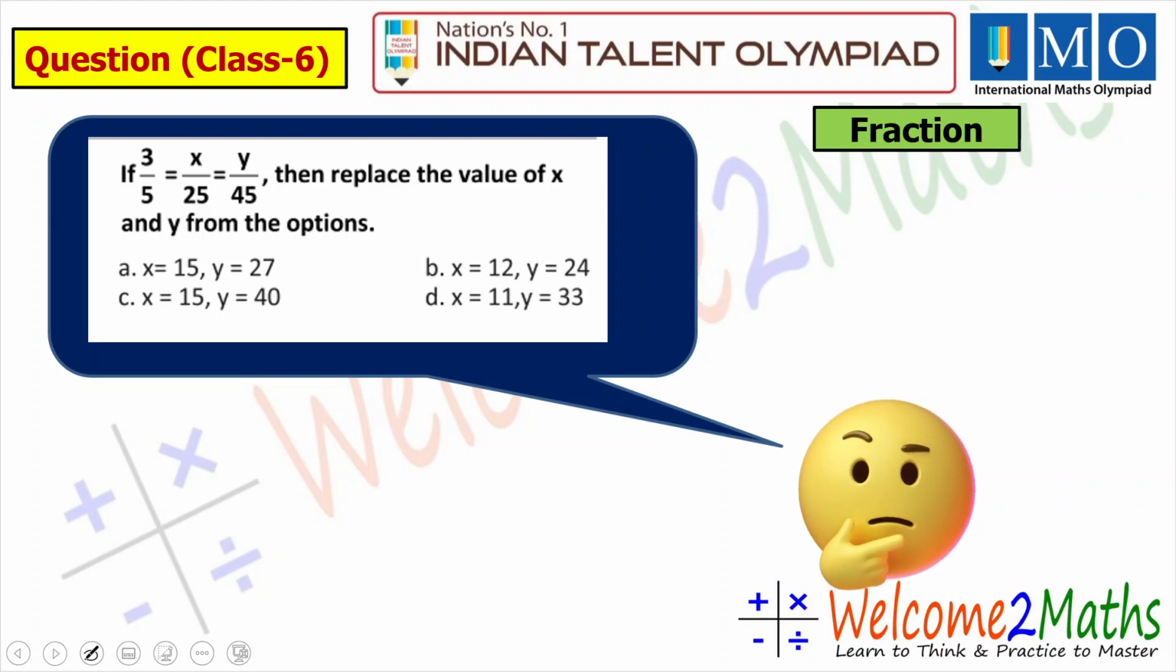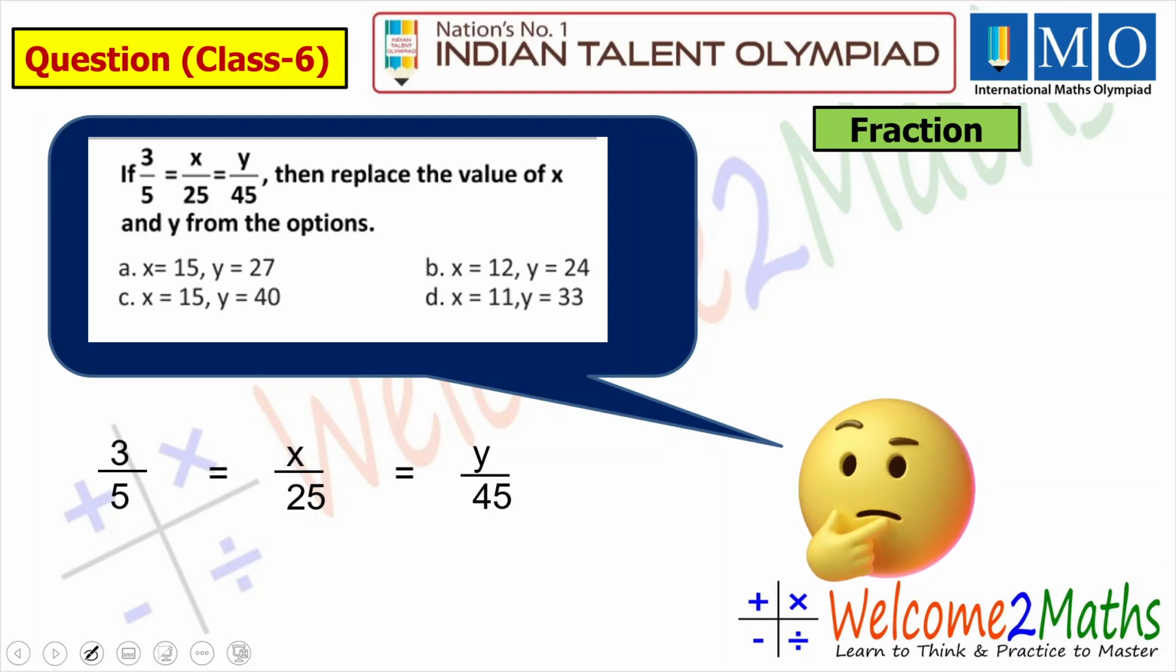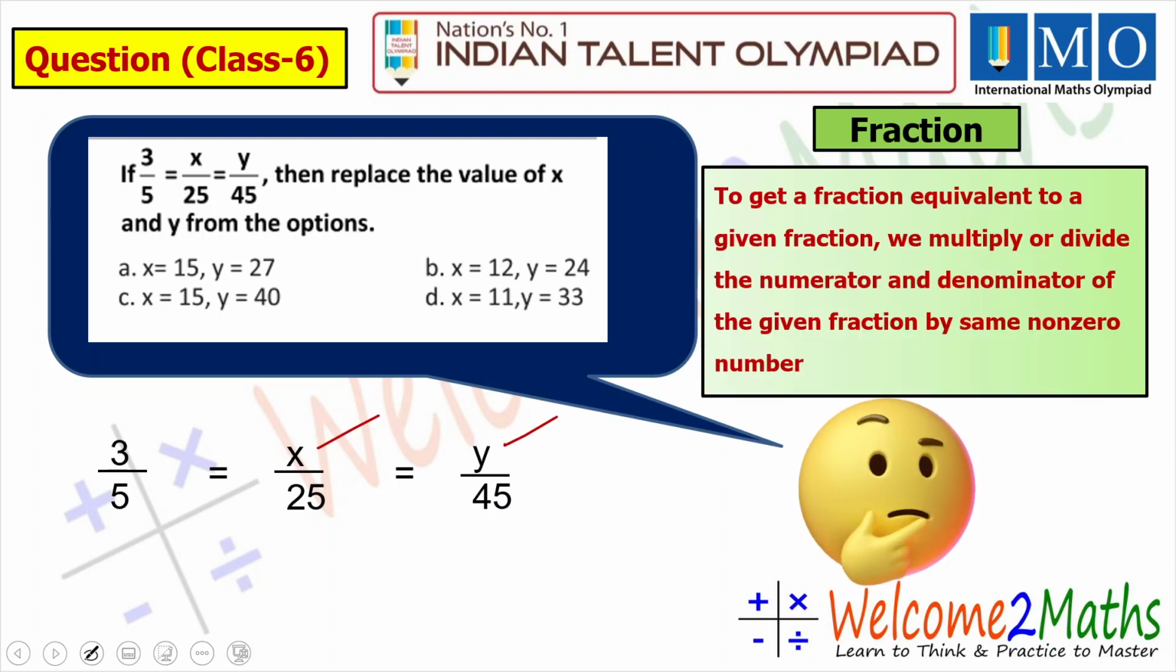Okay. So at first, to solve this question you have to get an idea about equivalent fractions. So our question is 3/5 equals x by 25 equals y by 45. To find the value of x and y, did you know about equivalent fractions? To get a fraction equivalent to a given fraction, here 3/5, we multiply or divide the numerator and denominator of the given fraction by the same non-zero number. So that means we have to multiply with the same number.